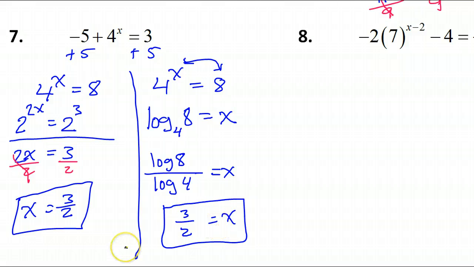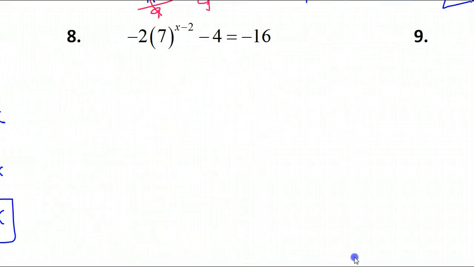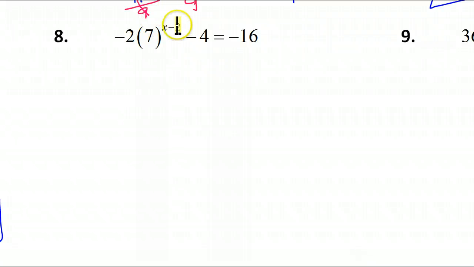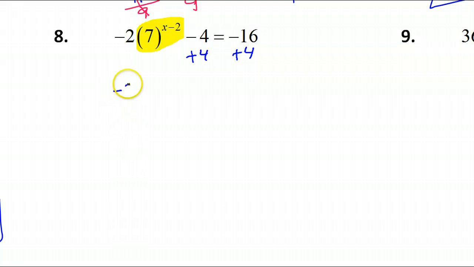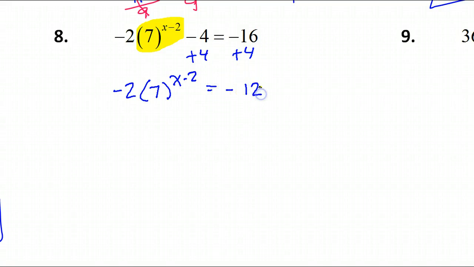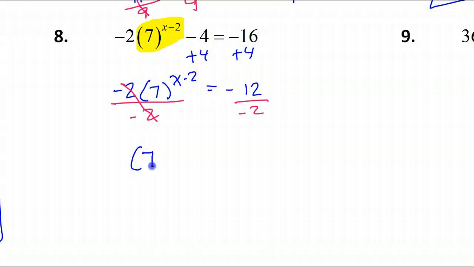Okay, number 8. Once again, you have to get the base and the power by itself before you do anything else. So let's get rid of the 4 first. So that'll give us negative 2 times 7 to the x minus 2 power is equal to negative 12. All right, but then we need to get rid of the negative 2. So let's divide. So I have 7 to the x minus 2 power equals 6.